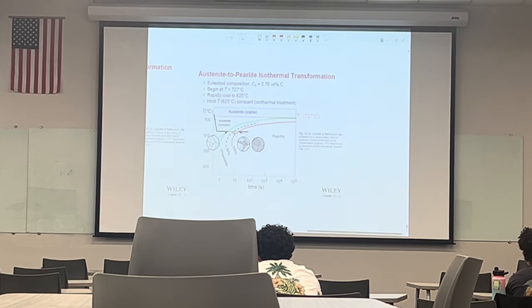So let me see. It's again the same thing. For example, you cool down your system to this temperature here, around 620 degrees. Before this line, you have totally just an austenite microstructure. But when you hold your system at that temperature for enough time, it starts to form some pearlite structure. And again, if you hold it long enough, all the austenite is going to turn into pearlite.